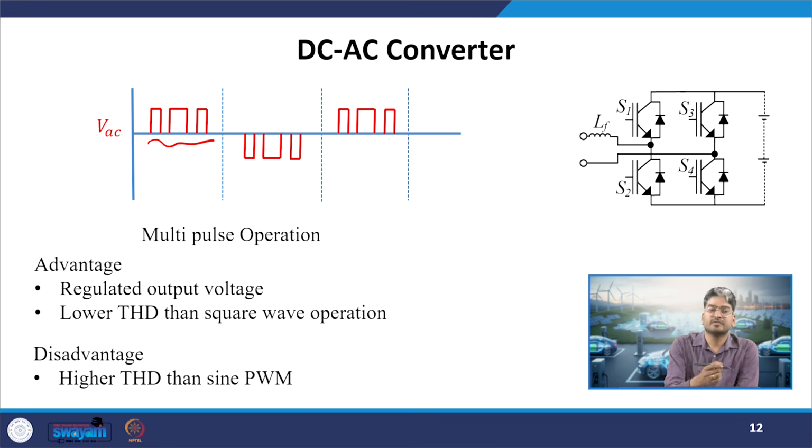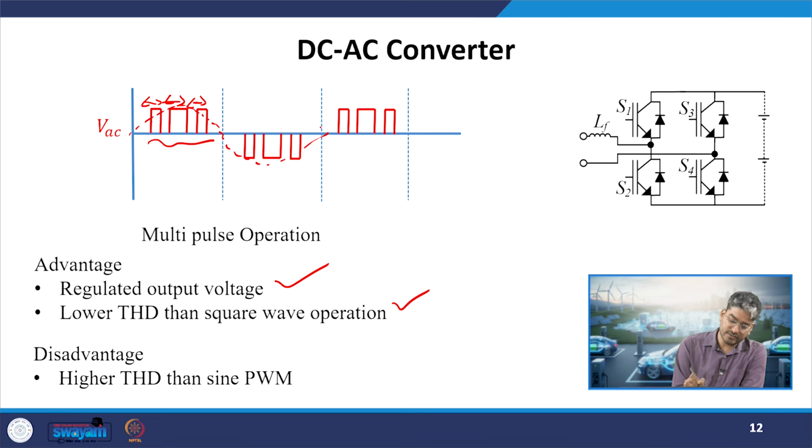So, obviously compared to the previous solution, my switching losses will be increasing, but what will be the advantages we will be getting now? Here we have multiple pulses whose width can be varied as per the requirement of output voltage. So, regulation of output voltage is possible. It has lower THD compared to your square wave or quasi square wave operation, because what is our ultimate aim? We wanted to generate a sine wave.